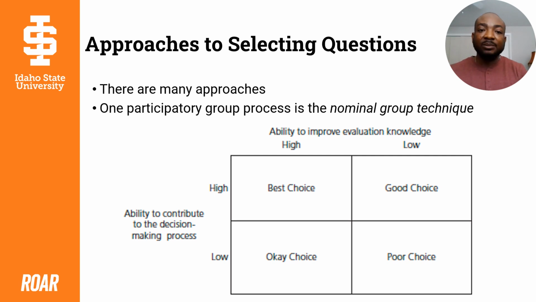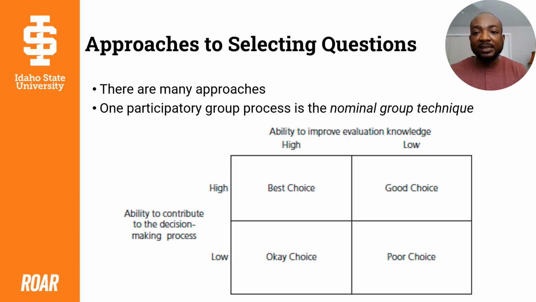If the evaluation team considers that the question will have a high impact in its ability to contribute to the decision-making process and to improve evaluation knowledge, the question is put into the quadrant labeled best choice. Another question that might have a high impact in contributing to decision-making but does not improve the evaluation knowledge overall goes in the good choice box. This process continues until all the questions are placed.